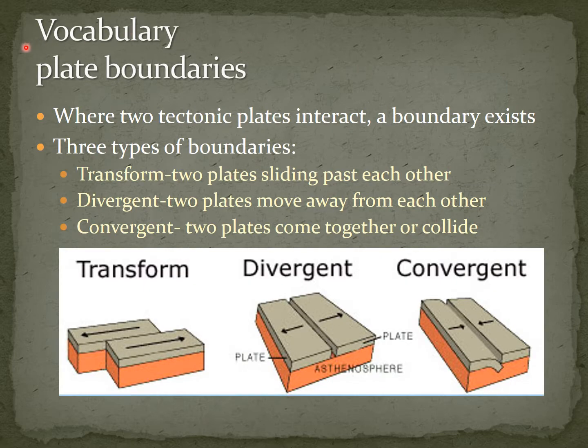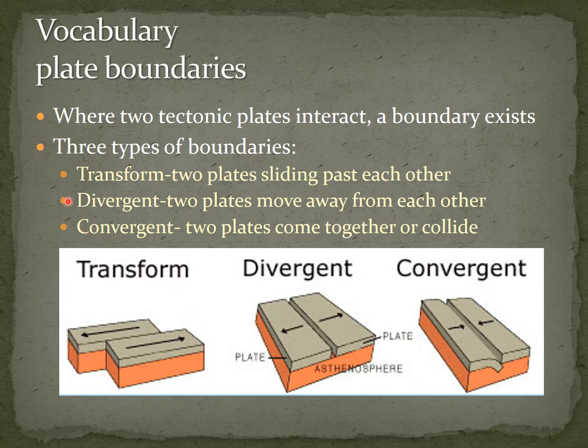Some vocabulary. We have plate boundaries. A plate boundary is where two tectonic plates interact. That's where the boundary exists. There are three types of boundaries. The transform, which is two plates sliding past each other. So this one's going this way and this one's going that way.